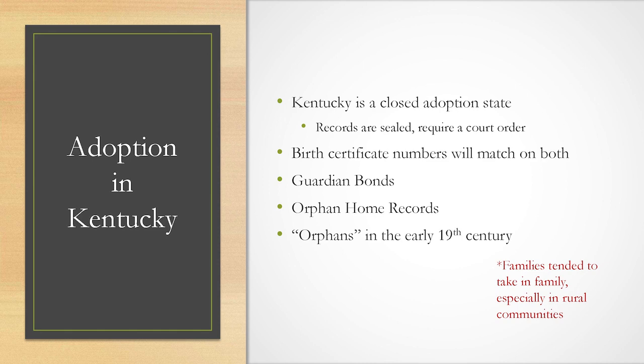And just to clarify real quick, orphans in the early 19th century don't necessarily mean both parents died. Father dies, you're considered an orphan. The mother either has to apply to be a guardian or she's got to get a man to be a guardian for her children. And families tended to take in family, especially in rural communities. You see a lot of great nieces and great nephews living with their great aunts and uncles.